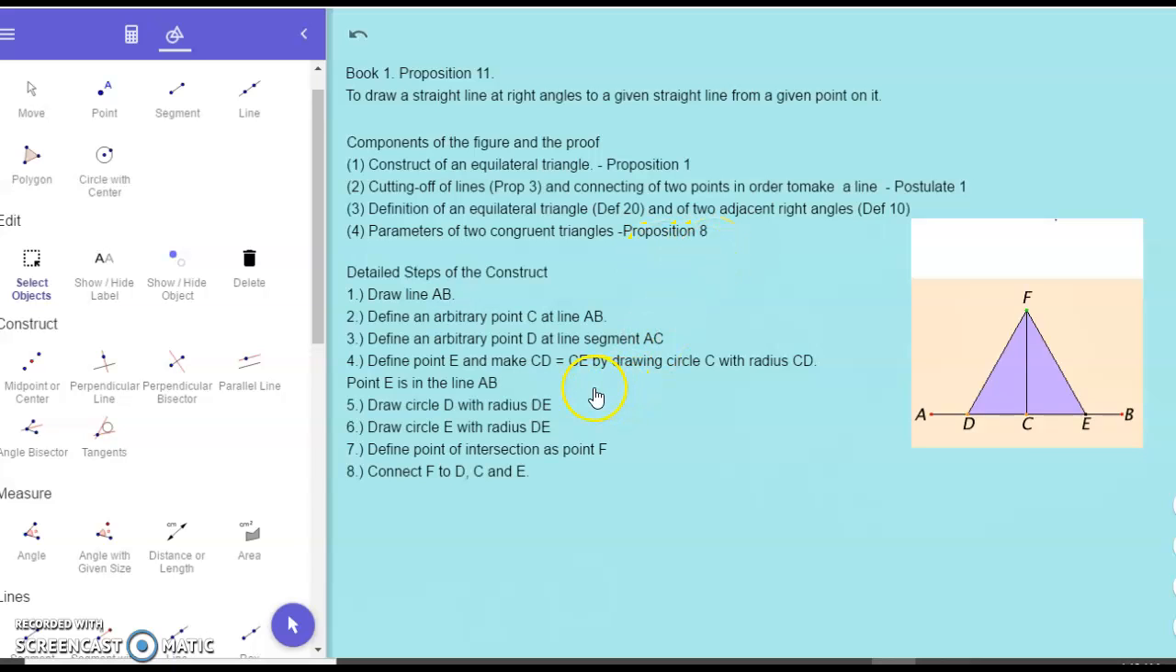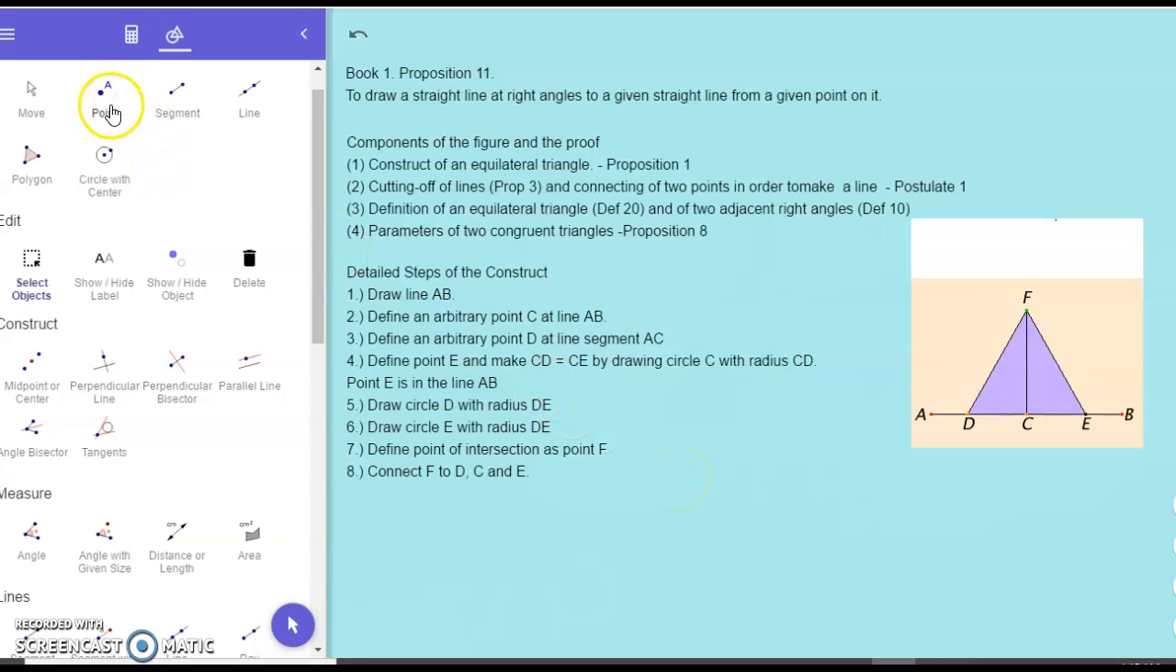And here's the list of our steps for the construct. We'll be guided by these detailed steps. So let's perform this together. Join me as we construct the figure of proposition 11.